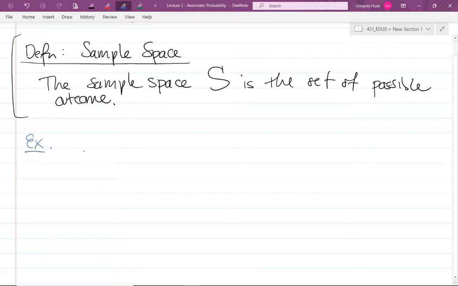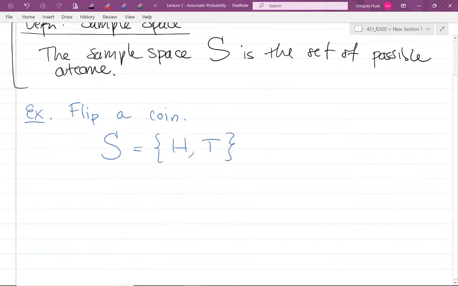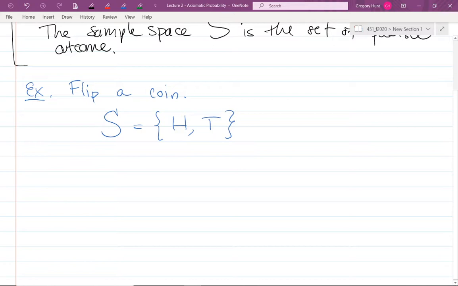So as an example, my random experiment might be that I flip a coin once. This kind of experiment of flipping a coin has some possible outcomes. Well, what are my possible outcomes? I could either get heads or I could get tails. And so my sample space, capital S in this case, is H or T. H for heads, T for tails.